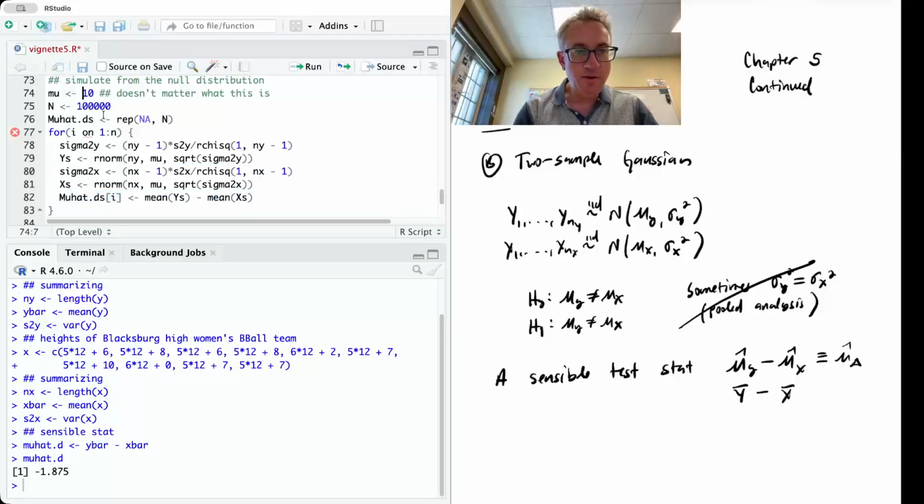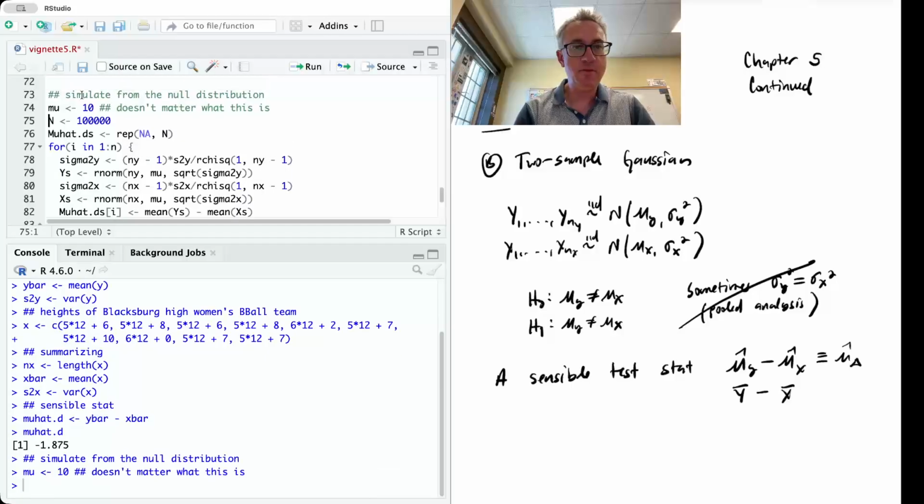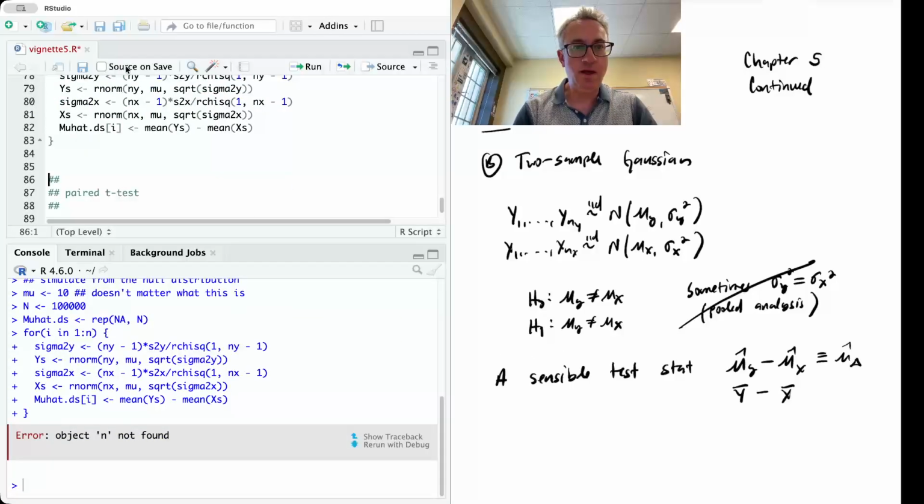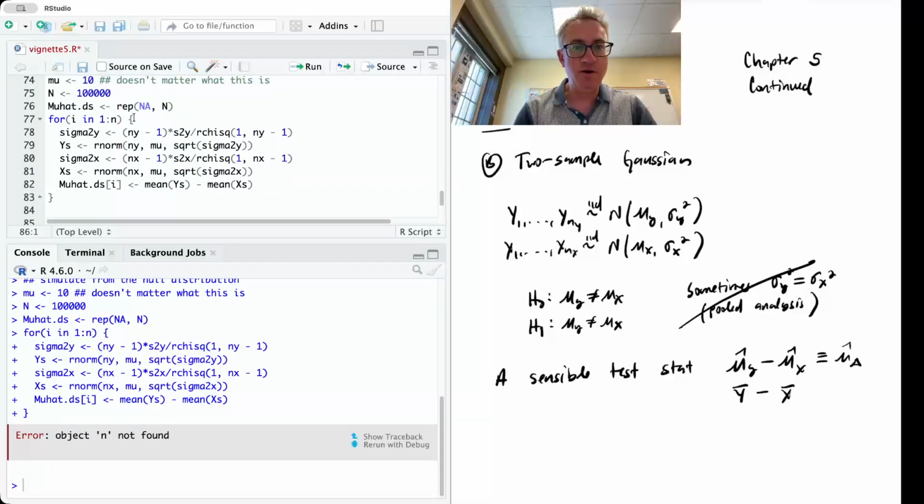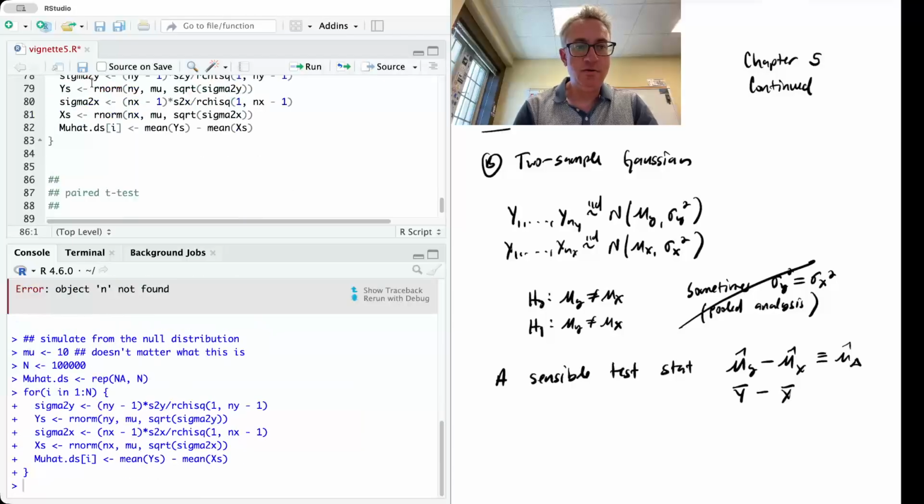Okay, so I apparently have a typo somewhere. There we go, that fixes it. N not found. So where am I using a little n? Here. Oh, great. Okay, so that covers the simulation, and then we can visualize the same way we usually do.